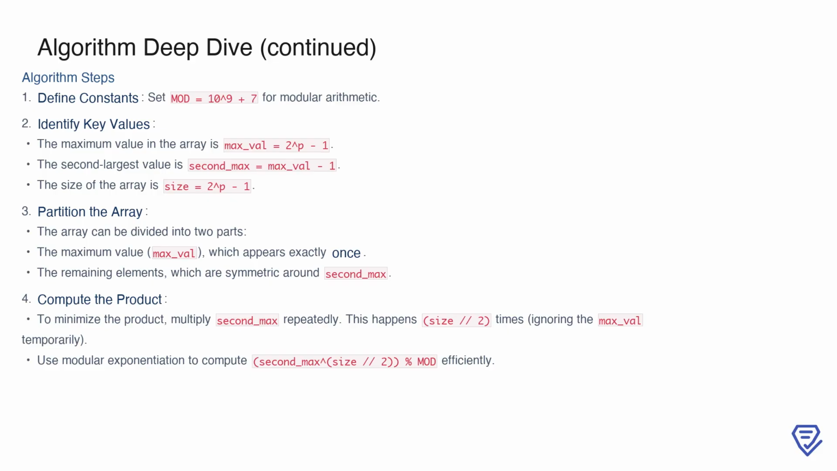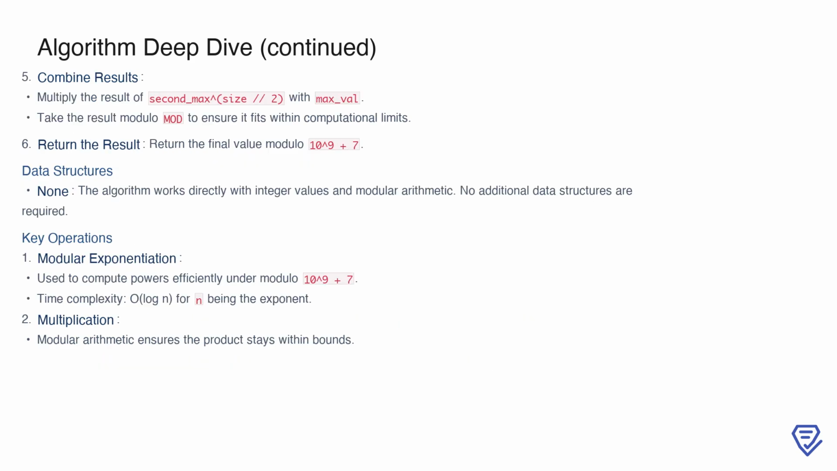To minimize the product, the strategy involves repeatedly multiplying second_max for half the size of the array, excluding the max_val. Modular exponentiation is then applied to efficiently calculate second_max raised to this power, modulo mod. After computing the power of second_max, the next step is to combine it with max_val to get the final product. By multiplying the result of second_max^(size // 2) with max_val, and then applying modulo mod, we ensure the product remains within computational limits. Finally, we return this result as the answer.